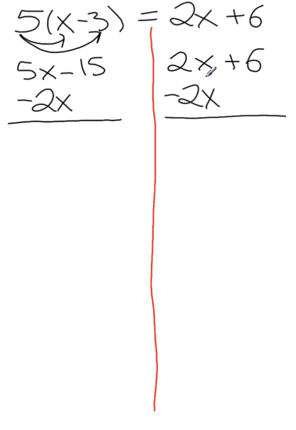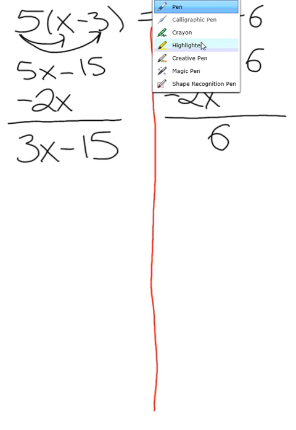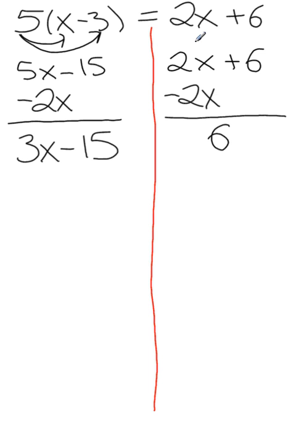Now, we're going to be left with no x's. 2x minus 2x is 0, so we're just going to be left with that 6. And on this side, we had 5 x's. We're taking away 2. That leaves us with 3 x's minus 15. We've done the same thing to both sides of our equation, and all of our variables are on one side. Now I'm going to look at this minus 15.